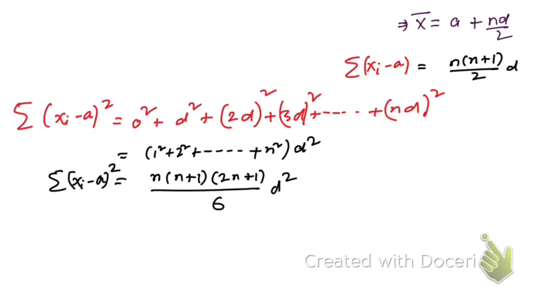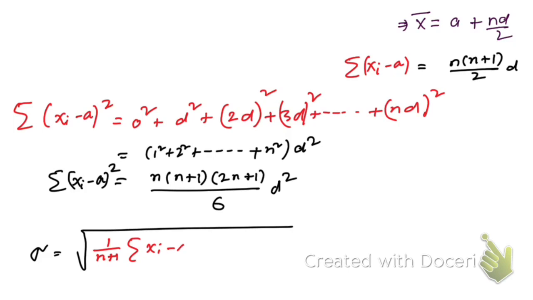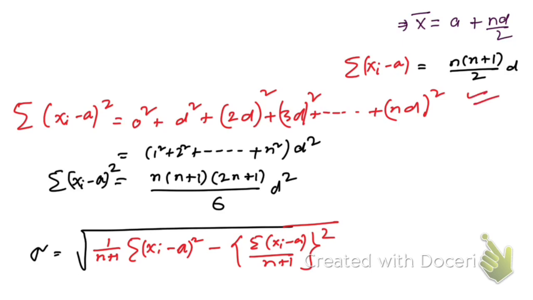So now how to find the standard deviation? Standard deviation is given by root over 1 by n plus 1, because we have the number of terms as n plus 1, then summation xi minus a whole square, then minus summation xi minus a divided by n plus 1 whole square. So this is the formula to calculate standard deviation. Okay, now we're gonna put this value here.